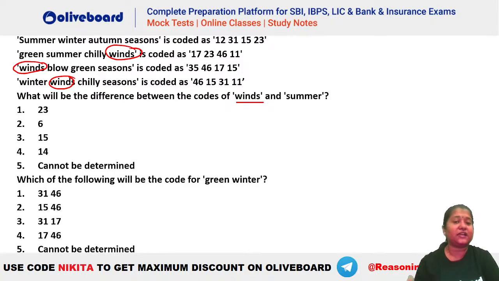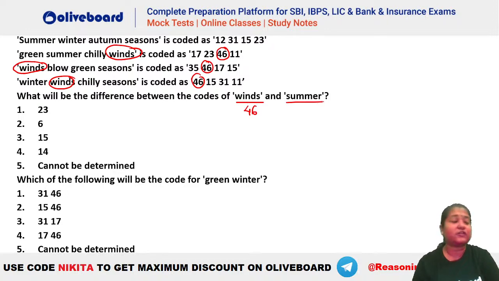So what is the only number which is common in all three? 17 is there in the second and third, it's not there in the fourth. 23 is there in the second one, it's not there in the other two. 46 is there here, here, and in this one as well. So you can see the code for winds will be 46.